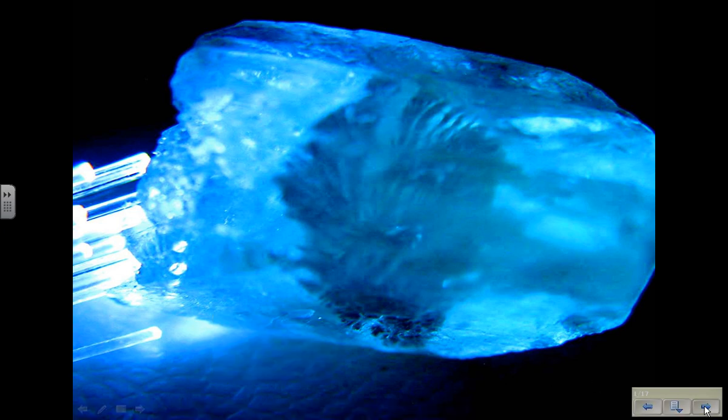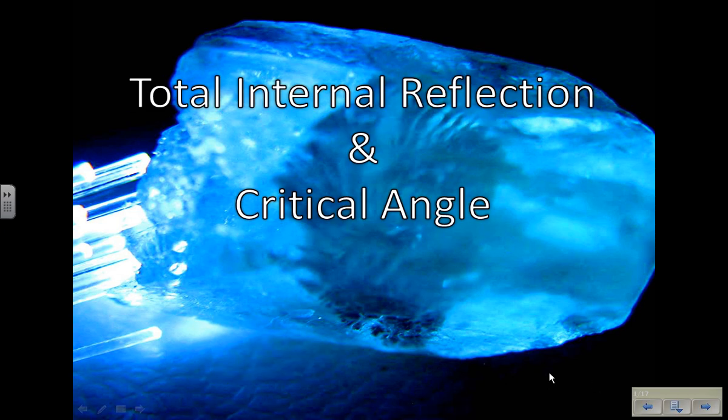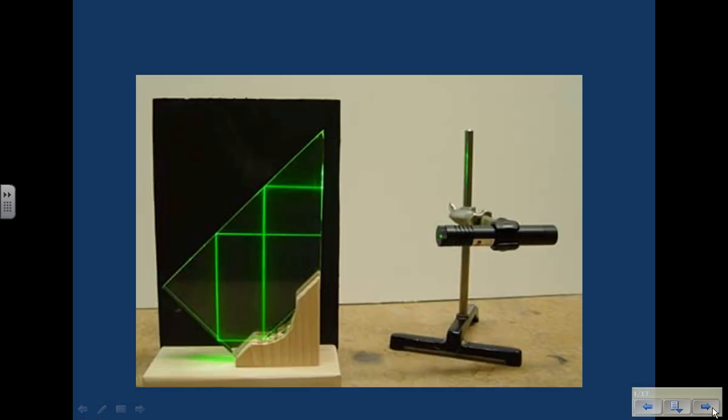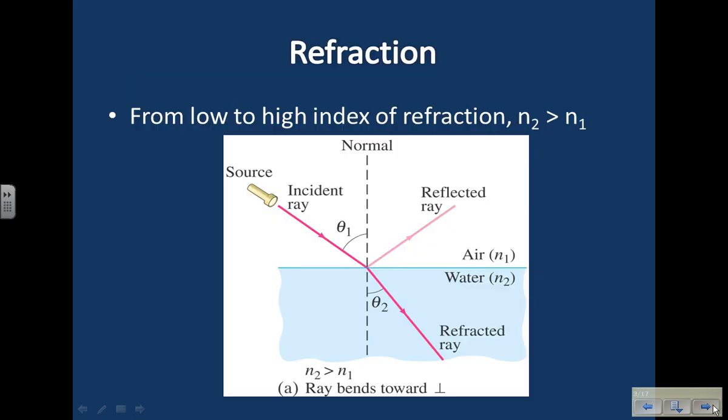This lecture is on a special situation of refraction, and it's called total internal reflection and critical angle. Light will reflect inside a denser medium when it hits an angle greater than its critical angle. So I'm going to show you the situation for how that occurs.